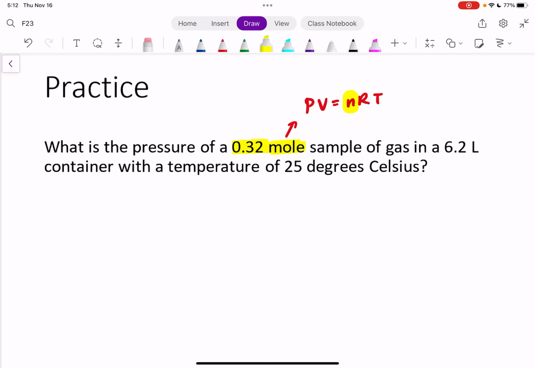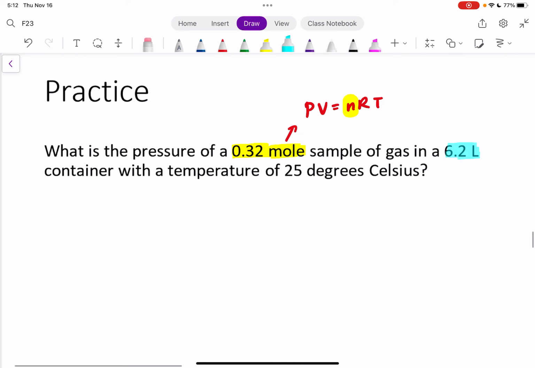Okay, so we've got moles. What else do we have? It looks like we've also got 6.2 liters as a volume, right? Liters is a unit of volume, so that's going to be our volume. And then it says we have a temperature of 25 degrees Celsius. Uh-oh, we got to convert that though, right? So let's actually convert first.